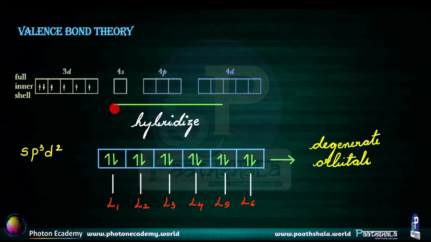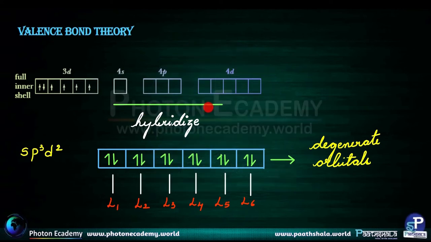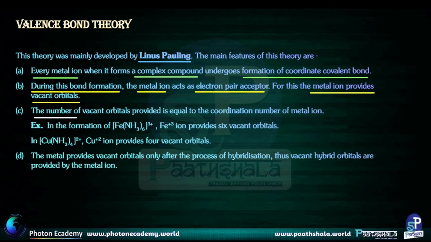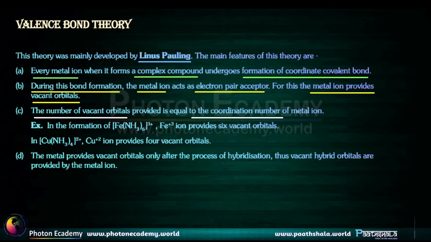In here, the metal ion has undergone hybridization and kept vacant orbitals ready in order to accept and accommodate the lone pairs of electrons. While the ligands were clearly acting as electron pair donors, the metal ion was accepting the electron pairs and was acting as electron pair acceptor. The number of vacant orbitals provided is equal to the coordination number of the metal ion.